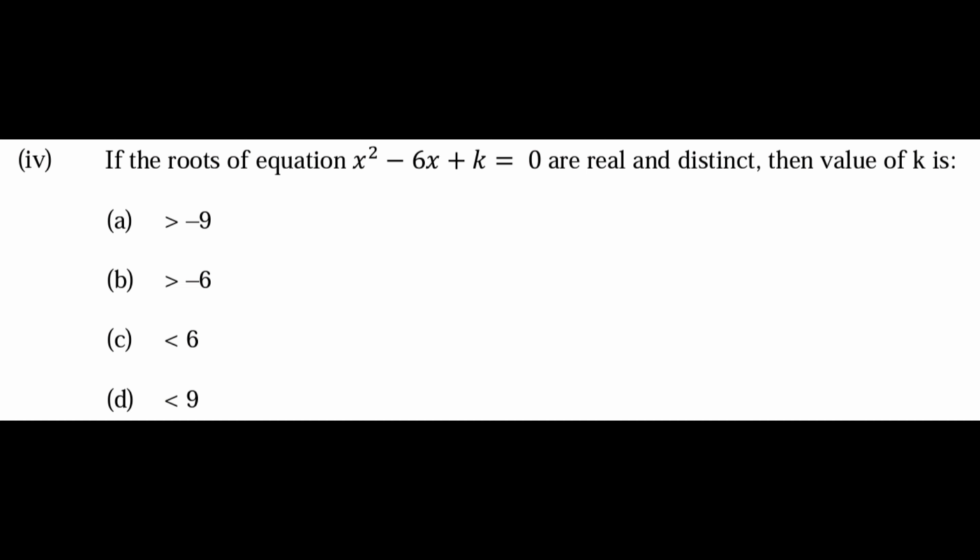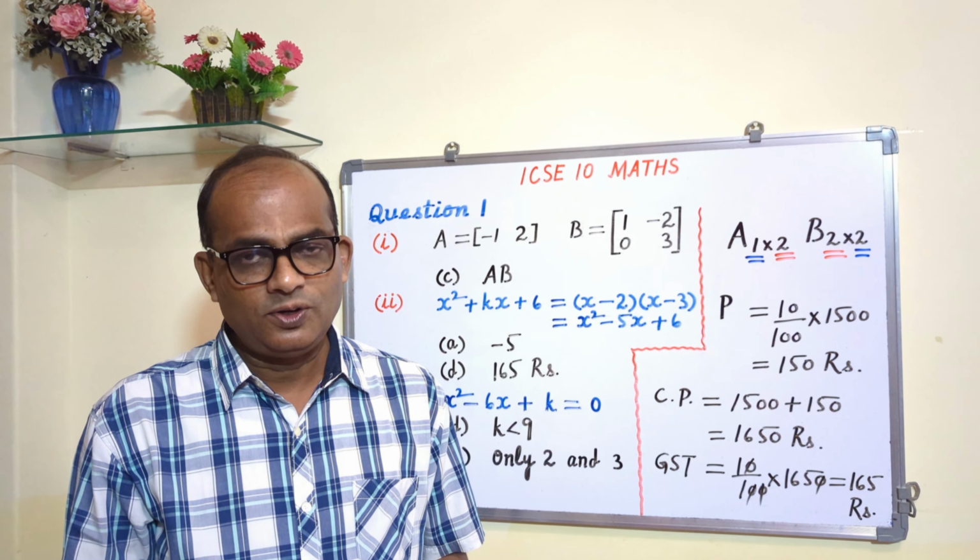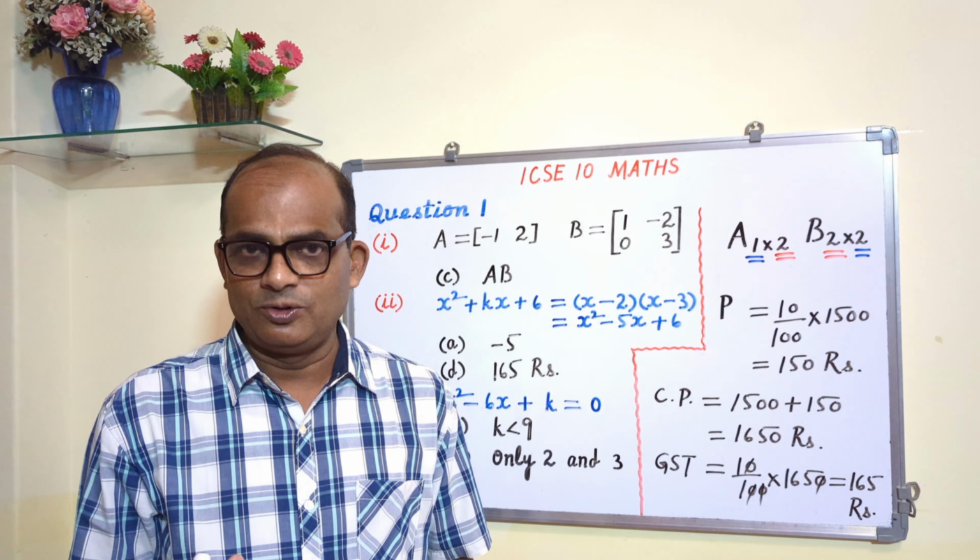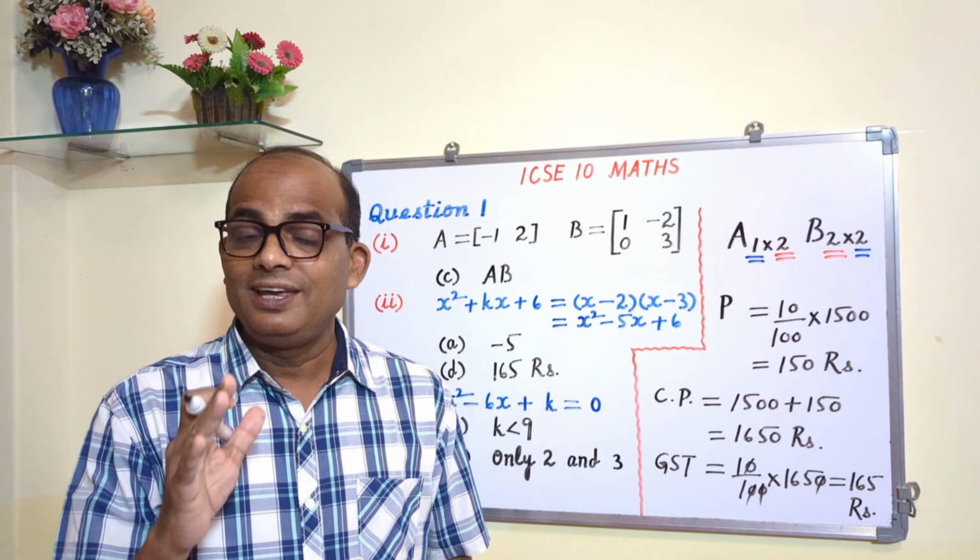The conditions are there: real and distinct, real and equal, and then imaginary. So b square minus 4ac is greater than 0, is equal to 0, or less than 0. In the case of real and distinct, the condition is the discriminant b square minus 4ac is greater than 0. The three conditions you know: b square minus 4ac greater than 0, the roots are real and distinct; equal to 0, the roots are real and equal; and less than 0, the roots are imaginary.